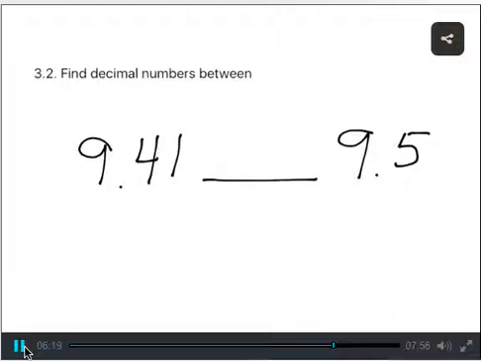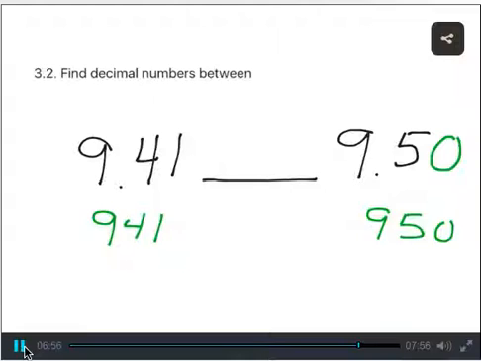Take a look at this example. I need a number between 9.41 and 9.5. The first thing I notice is that these numbers are not the same length. This one has 3 digits, this one only has 2. So my first goal is to make them the same length. I need to make 9.5 a 3-digit number by adding one more digit, and I can add the number 0 because it doesn't change the value of the number. Now I'm looking at this as if it was 941 and 950. I need to pick a number between 941 and 950. I'm just going to pick 942. But remember, there's a decimal point after the 9, so I'm going to put a decimal point after the 9, and I just found a number in between the two that were given.